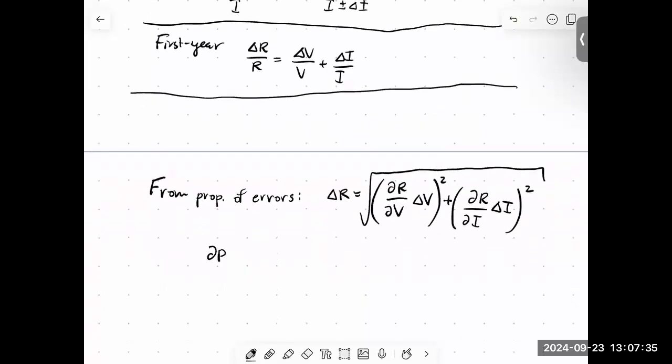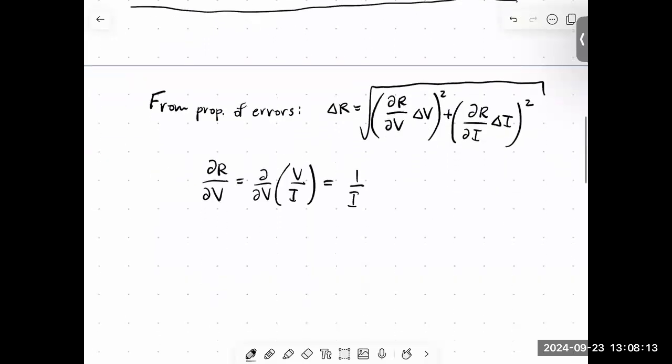Okay, so let's just evaluate these derivatives. Propagation of errors is always going to work as long as we can do these derivatives that we have to calculate. So R is V divided by I. So what's the derivative of V over I with respect to V? 1 over I, that's right. So we treat, in this case, the current as a constant when we're evaluating this partial derivative, and V is the only variable. So we have V divided by a constant, which is just 1 over the constant.